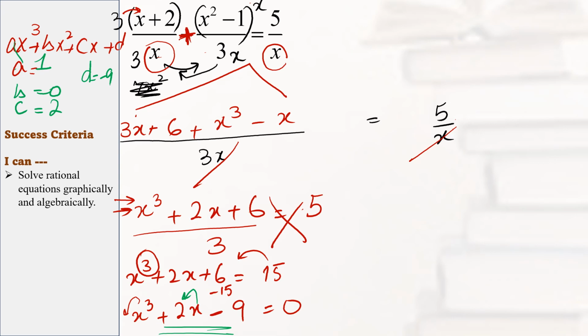Now go to the calculator. Degree is 3, mode 5, 4, and if you are using other calculators, the degree is 3. Now write the numbers 1, 0, 2, negative 9, and you will get the answer as 1.76. So the only real root is 1.76.